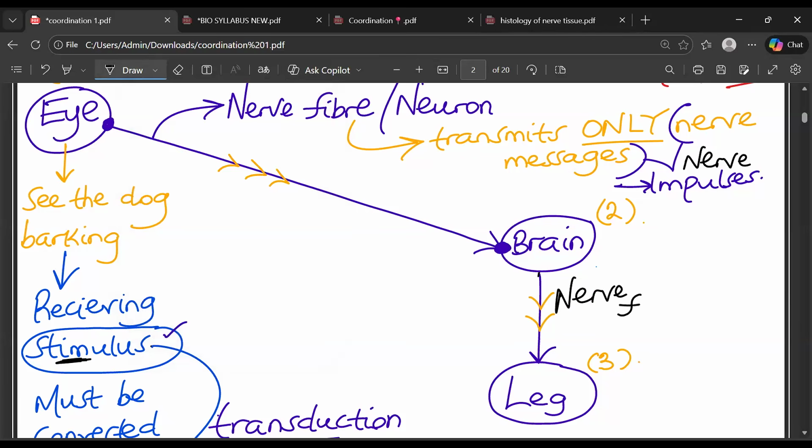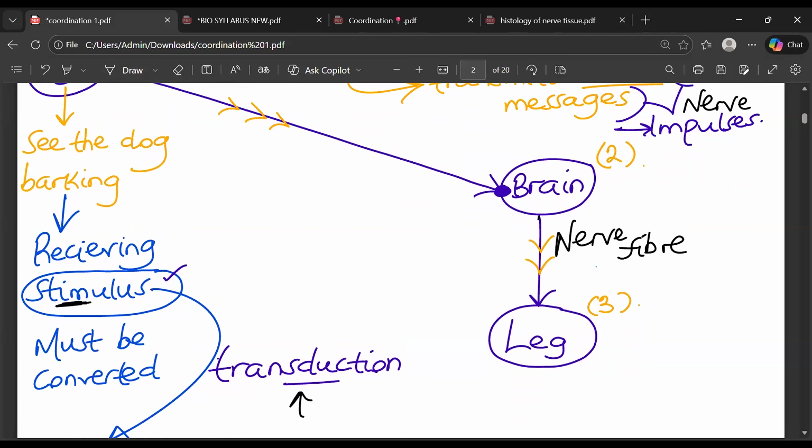Yeah, so don't think that the thing changes. Yeah, it's the nerve fiber still, because the brain receives nerve impulses and it will also transmit the same thing, nerve impulses to the legs, and then the running will begin. So we have nerve fibers there and here. Now, what is the other most important thing? What is the other most important thing?